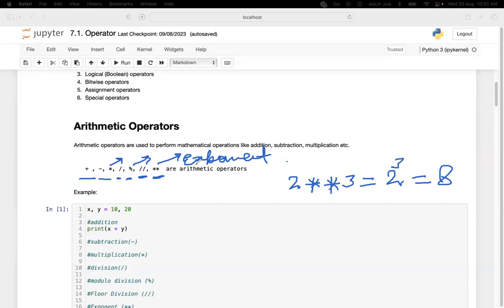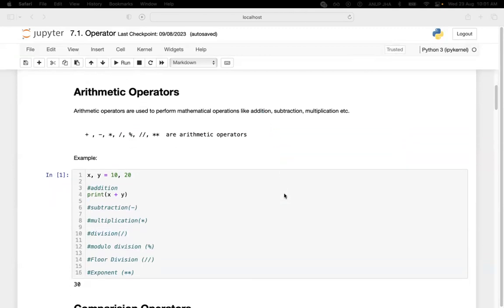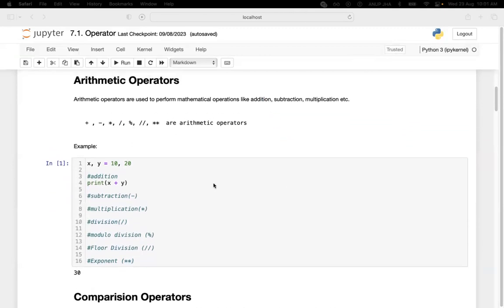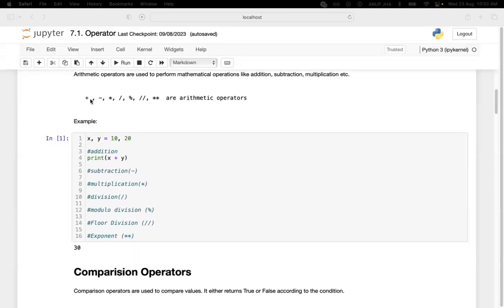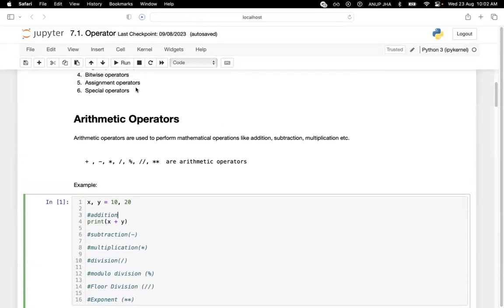So let's take an example and understand how all these operators work in Python. I have taken 2 variables, x and y. I have assigned x is equal to 10 and y is equal to 20. And I am performing the first operation, the plus operation, on x and y. So I am printing x plus y.